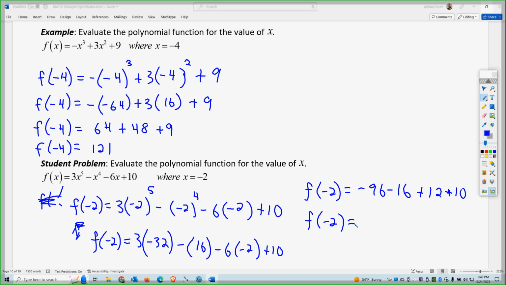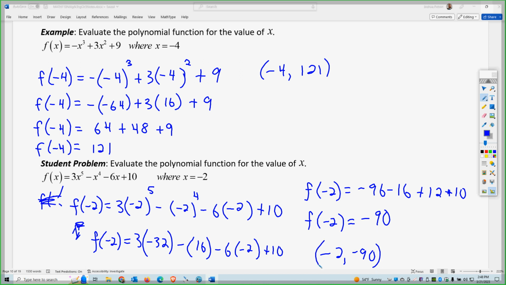Okay, so we have 96 and 16, right? So 96 and 16, that'd be what? 112. Take away 22, so that'd be what? 90, but -90, right? Okay. So essentially what you really have over here is a coordinate of -4, comma, 121. And down here, what you really have is a coordinate of -2, comma, -90, right? Okay, but just using it in function notation.